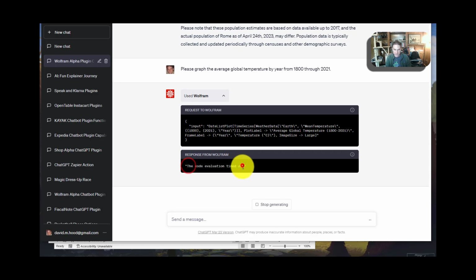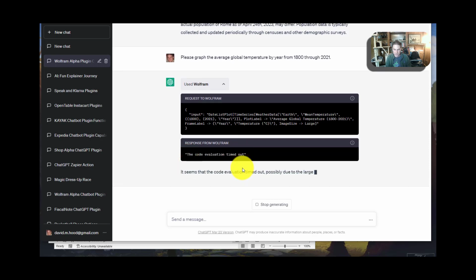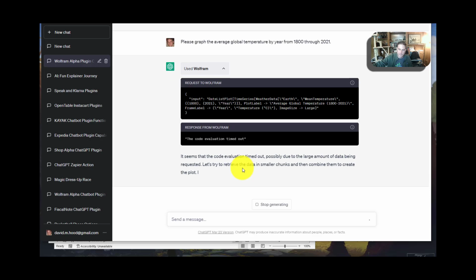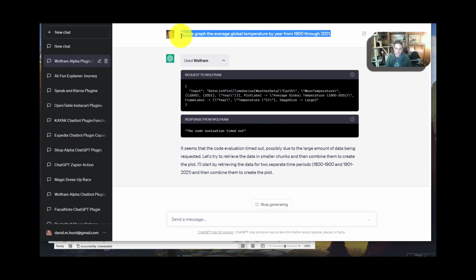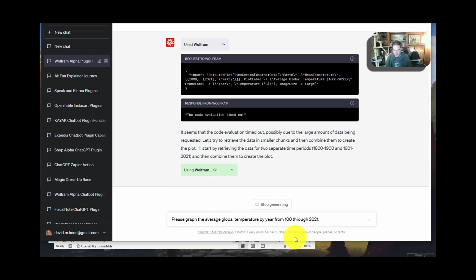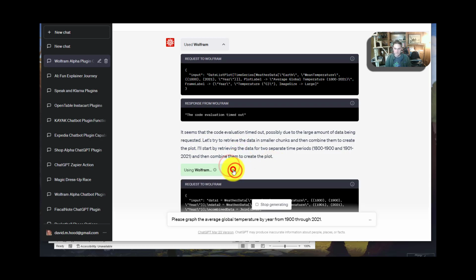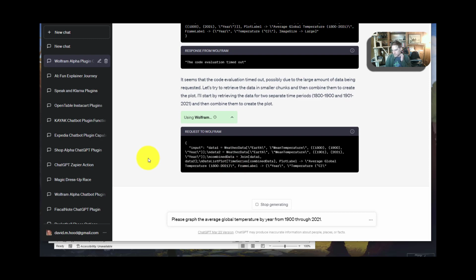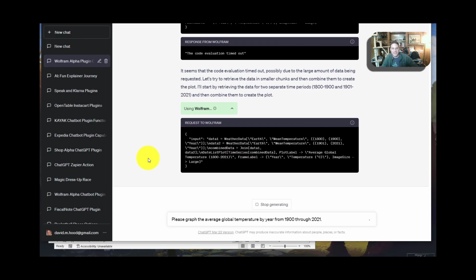The code evaluation timed out. All right, let's do this. Oh, it's still working. Oh, okay, I don't need to do that. It kind of solved its own problem. That's funny. That's a really good sign.